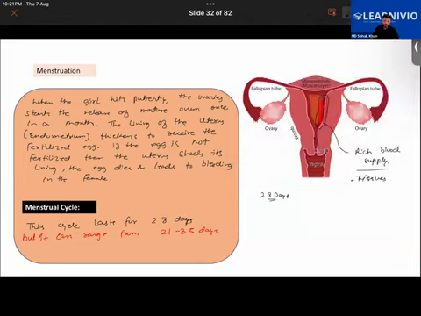Any questions so far? I have a question. How are twins formed? Like how are twins born? Sometimes triplets are also born.